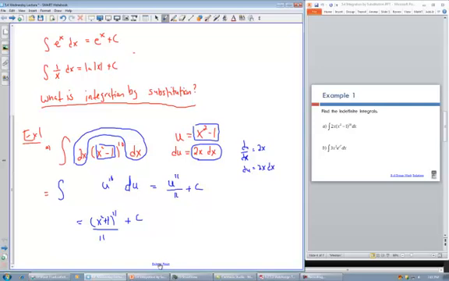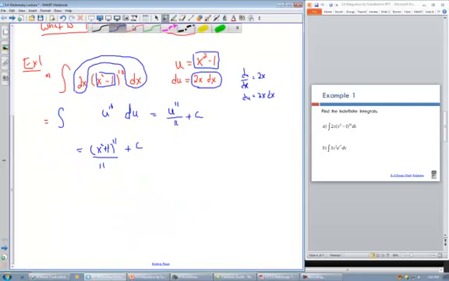Let's do another one. So let's look at the next one, see if we can make sense of it. And so we have the integral of 3x squared e to the x cubed dx.